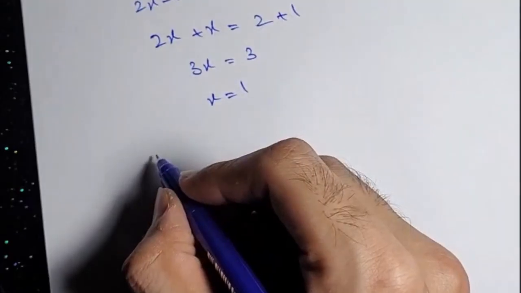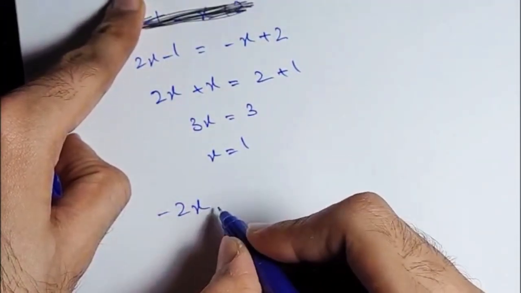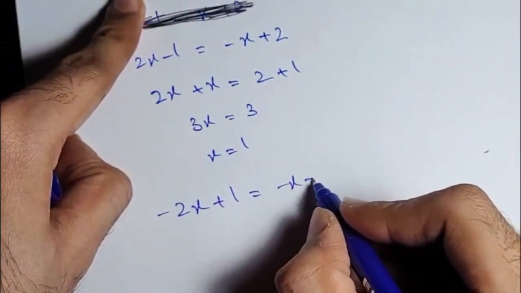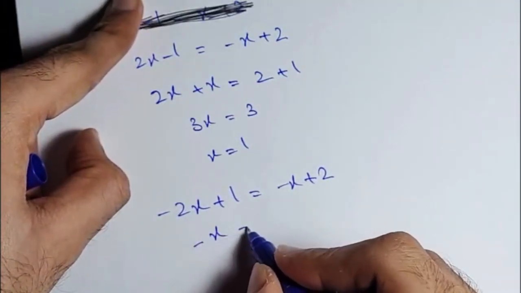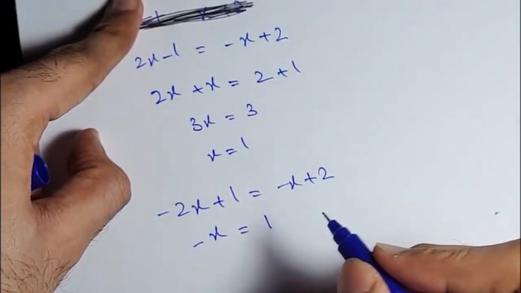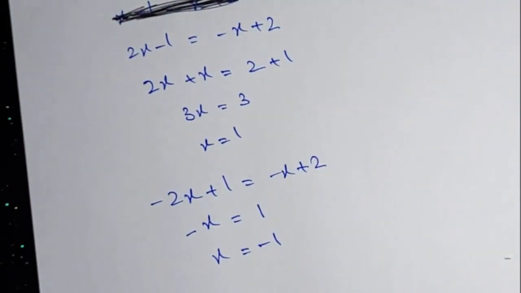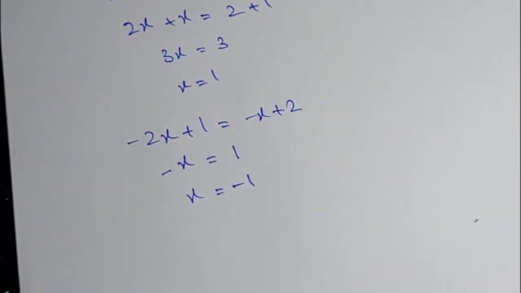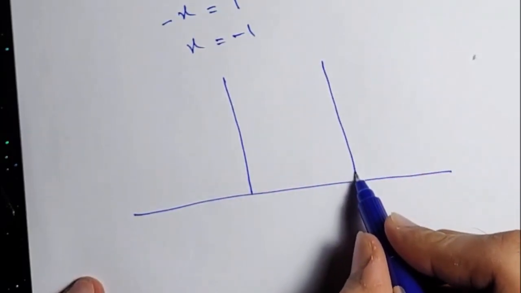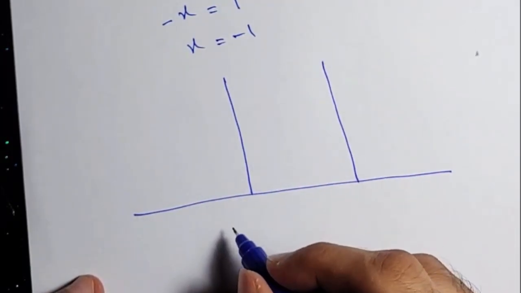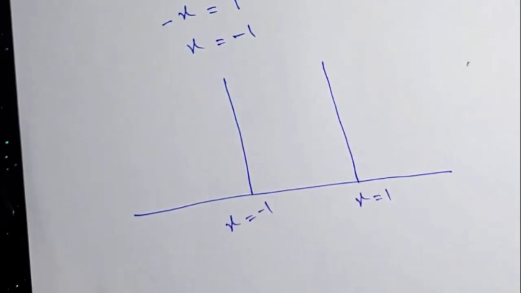Now we will take the negative of the modulus, meaning negative (2x − 1) will be equal to negative x + 2. Negative 2x + x is negative x, which will be equal to 1. x will be equal to negative 1. So we have got the two values, x equals 1 and x equals negative 1. Now we will make a grid, separate it into three components and label it as x equals negative 1, x equals 1.